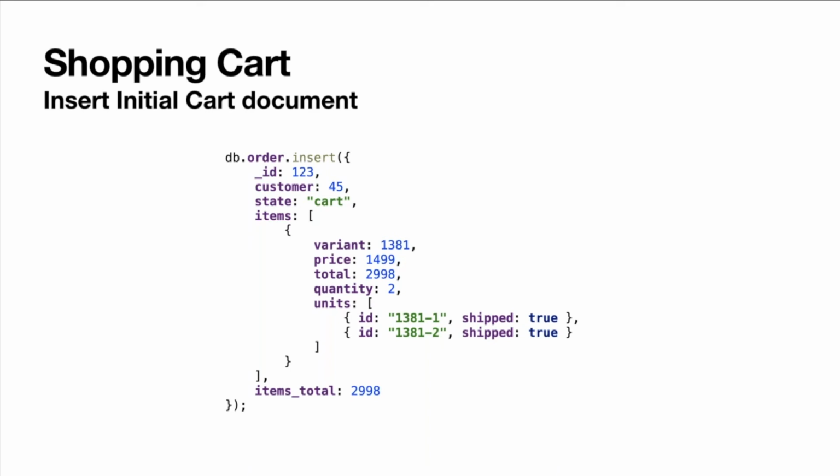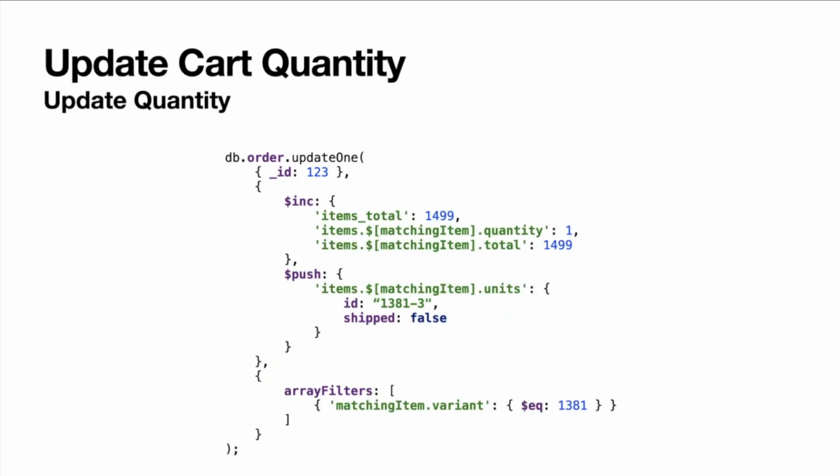So what does an update look like on this? Let's say we want to update the quantity from 2 to 3, or increase the quantity by 1 rather, in MongoDB. So this is a single query. It's a single command.